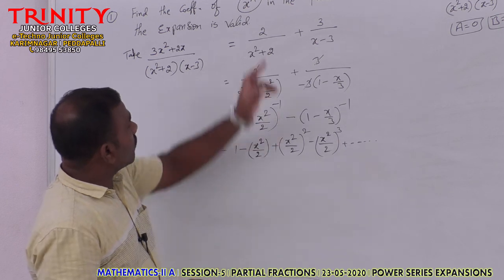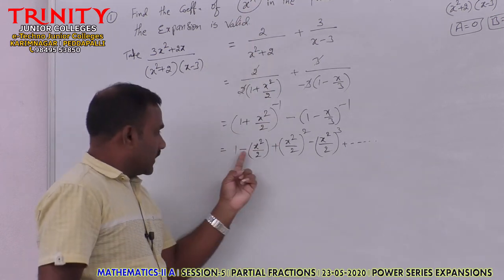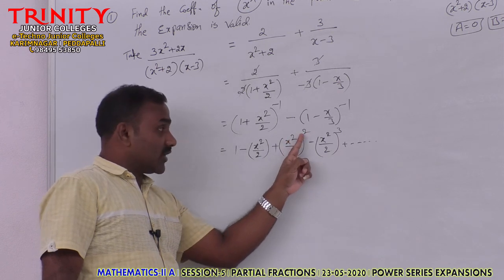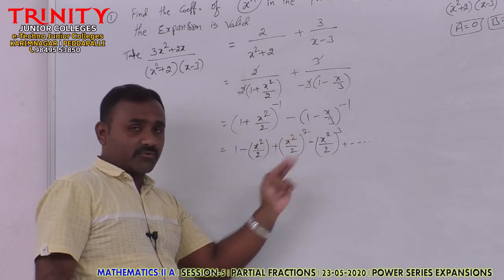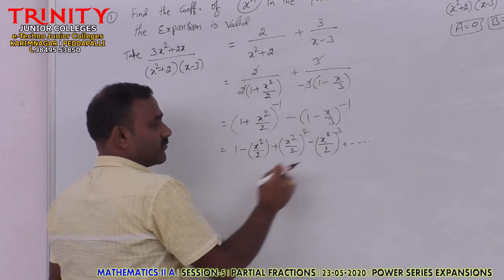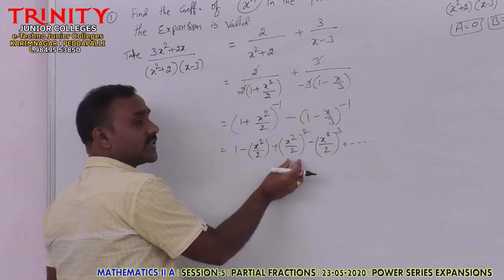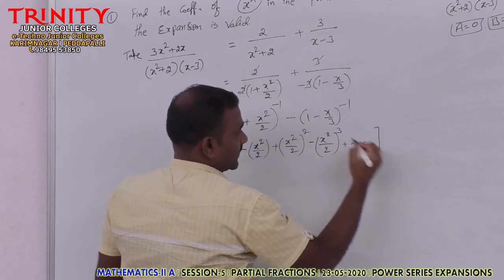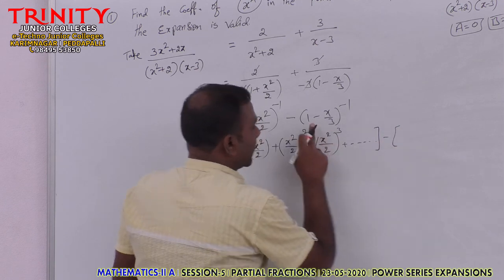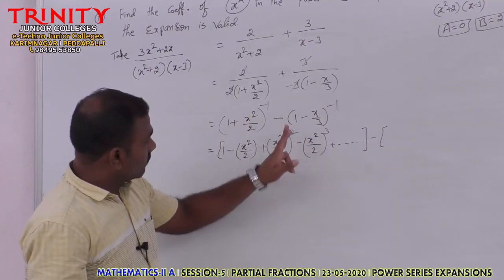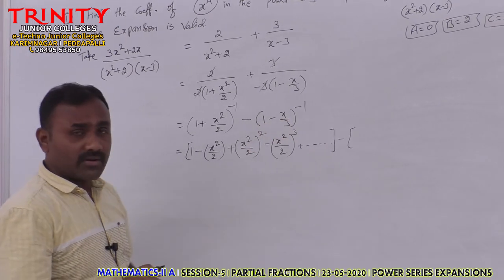Why? Because here we require the x power 4 coefficient. Here we are getting x square coefficient, and here we are going to get x square whole square, so we will get the x power 4 coefficient. That's why we are writing only the first 4 terms. In the third term we are getting the required coefficient x power 4. And the other one is in the form of 1 minus x whole power minus 1.